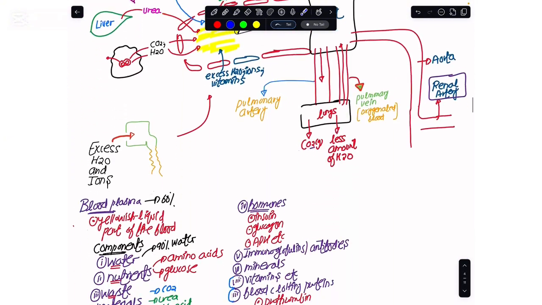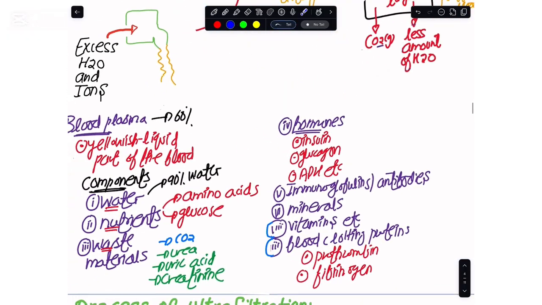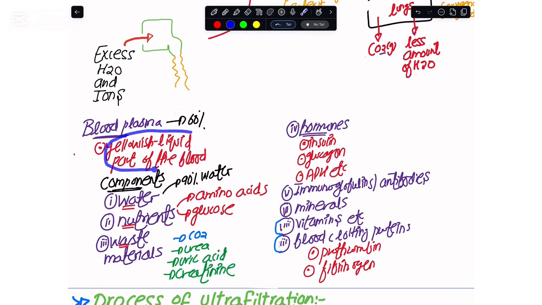So if I were to summarize this, what do we have in the blood plasma? We know this overall is a yellowish liquid part of the blood and it has water in it. It has nutrients in it, and the nutrients include glucose and amino acids. We have waste materials in it, inclusive of CO2, urea, uric acid and creatinine. We also have some hormones in this plasma, like insulin, glucagon and antidiuretic hormone. We will also have antibodies in the blood plasma as well. There would be minerals, vitamins, and also the blood clotting factors that include prothrombin and fibrinogen. So they are there in the blood plasma.